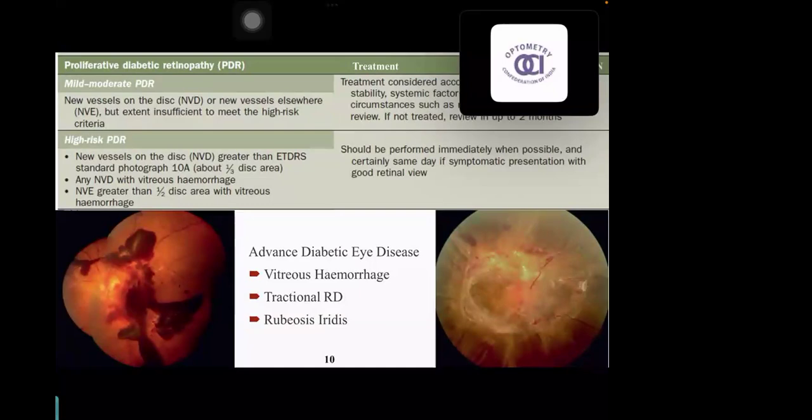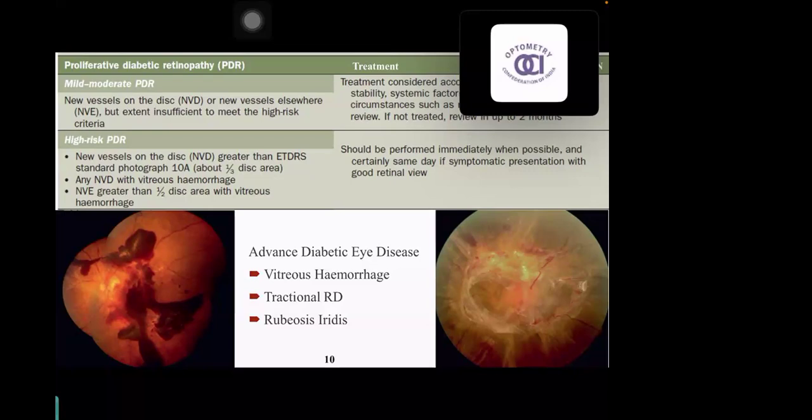So coming to proliferative diabetic retinopathy, when retinal ischemia becomes severe, the hypoxic retina releases large amounts of VEGF. This stimulates the growth of new and abnormal blood vessels, a process known as neovascularization. These new vessels can appear at the optic disc or elsewhere on the retina.